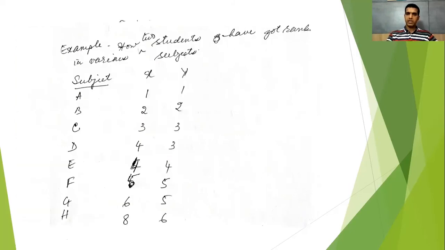Maybe we can pick up an example so that you get a greater clarification about how to get this Pearson product moment correlation test done. Now here is an example of how two students have got ranks in various subjects. They have undergone exams in about 8 tests. The first student has got ranks like this, the second student has got ranks like this. So we do the test.